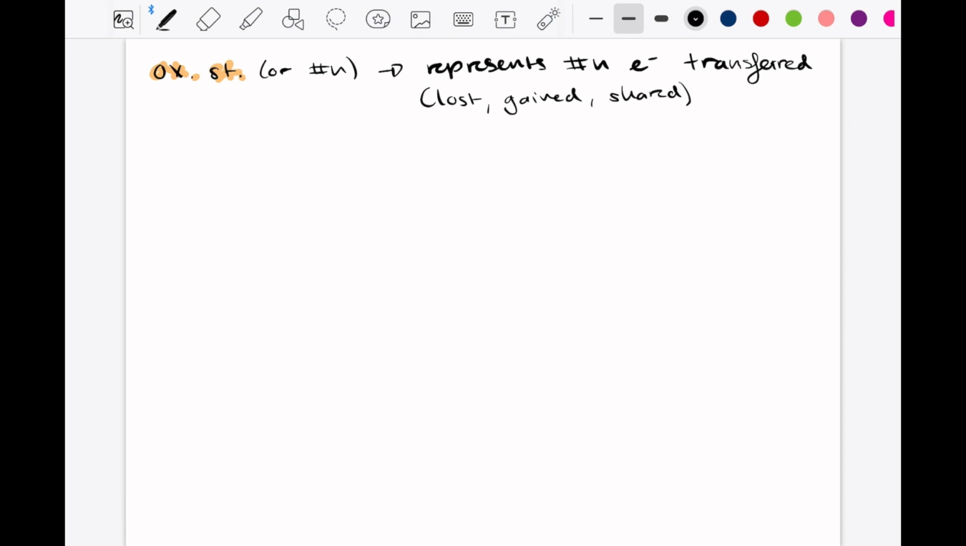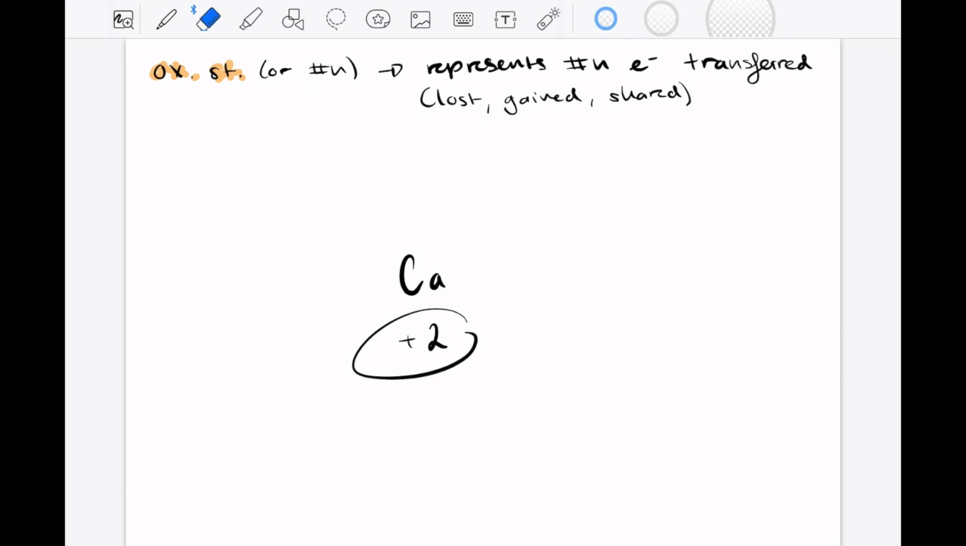Well, an oxidation state or number is basically just a number that represents the number of electrons transferred, so lost, gained, or shared by an atom. For example, if a compound is ionic, then the more electronegative element will have gained electrons, and those would be the oxidation state. Another example is that the oxidation state of calcium is always +2, and that's because calcium always loses 2 of its electrons and becomes a positive ion.